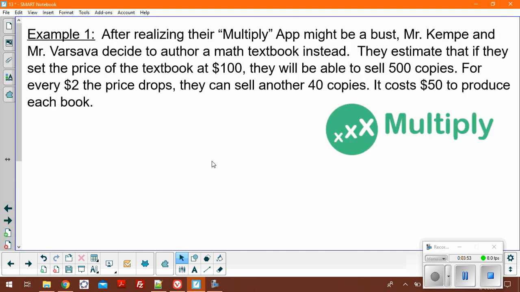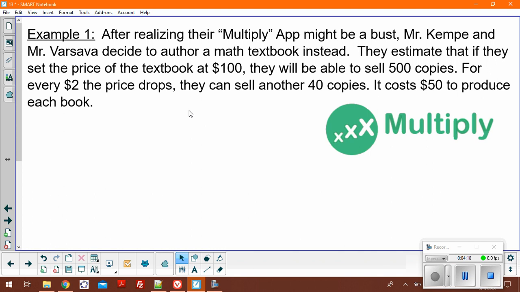Okay, so here's an example. After realizing the multiply app might be a bust, Mr. Kemp and Mr. Barsawa decided to author a math textbook instead. They estimate that if they set the price of the textbook at $100, they'll be able to sell 500 copies. For every $2 the price drops, they can sell another 40 copies, and it costs $50 to produce each book.